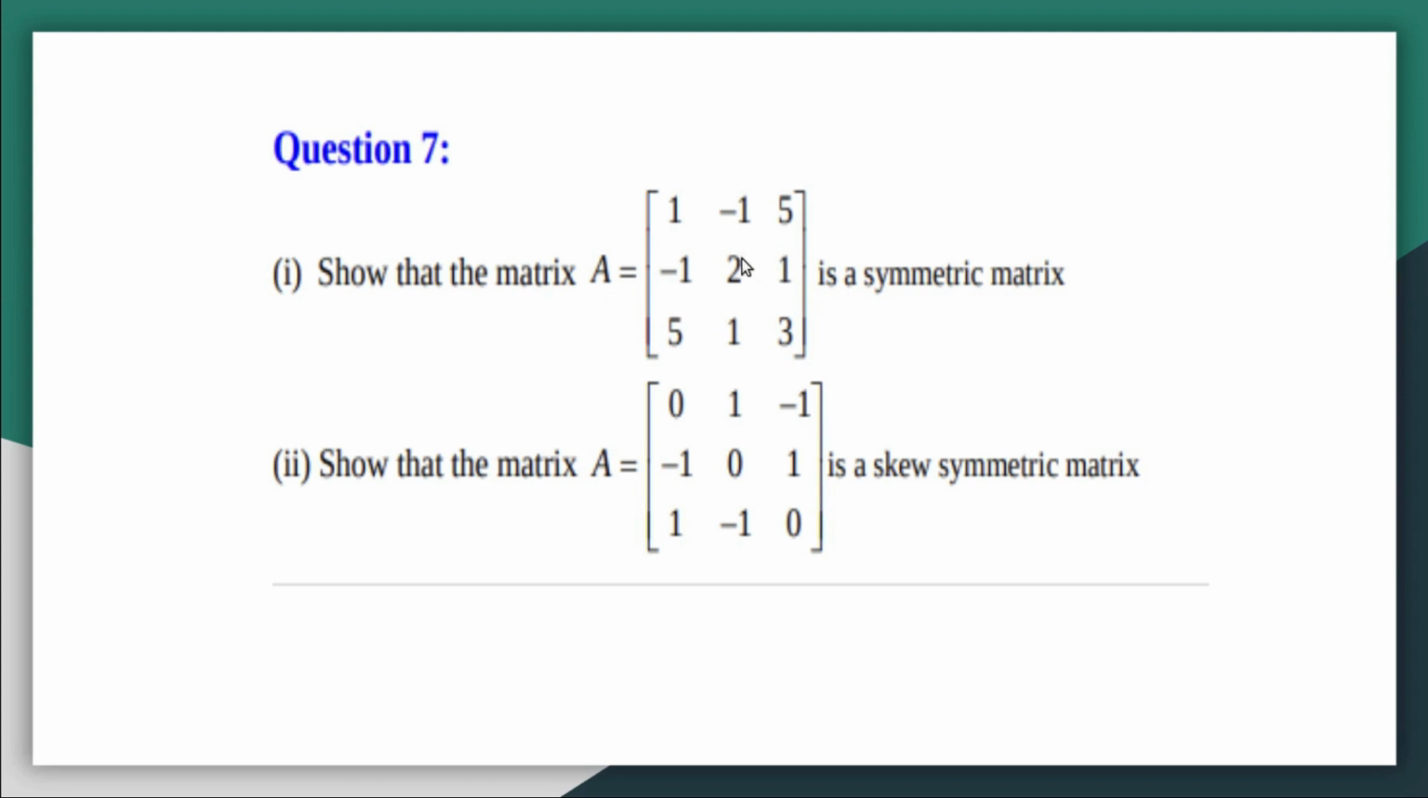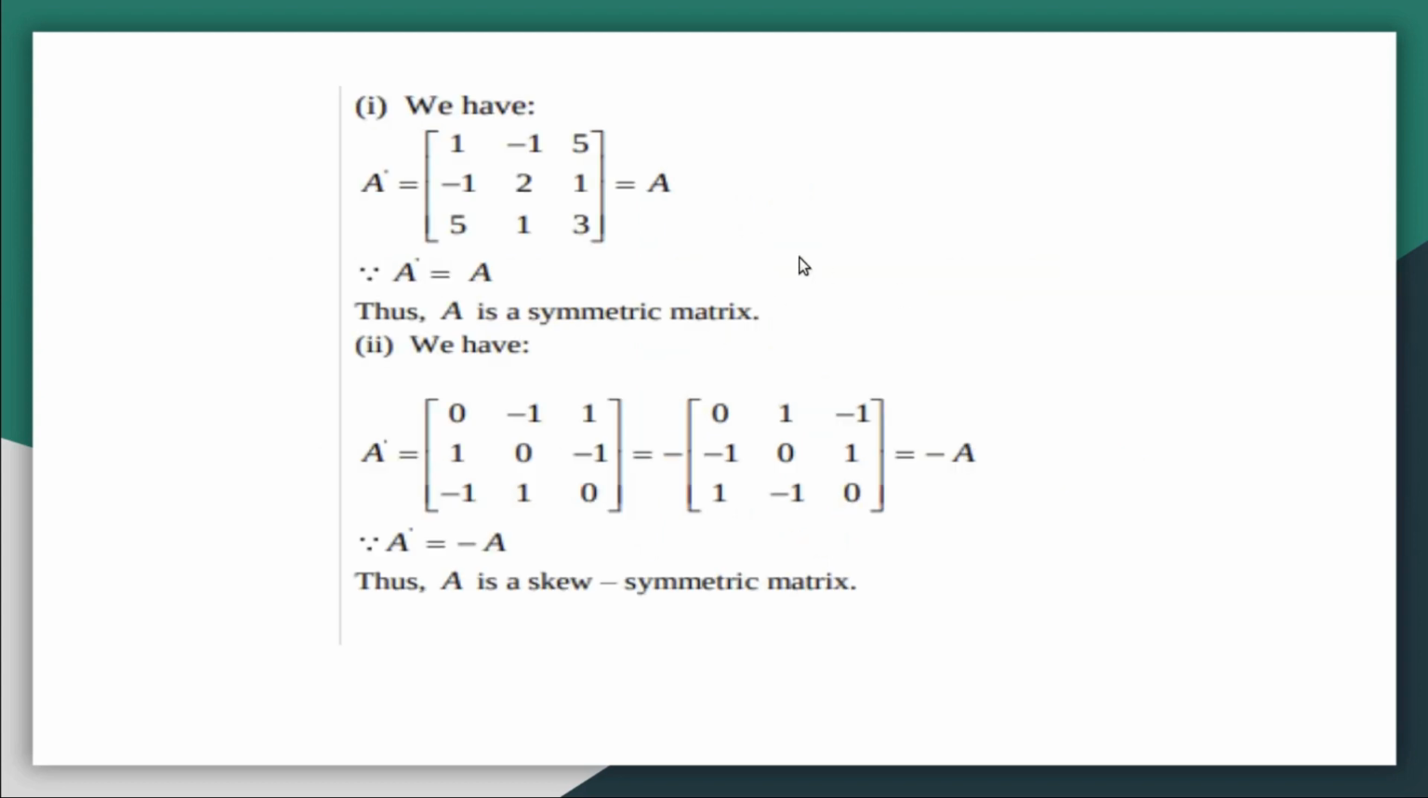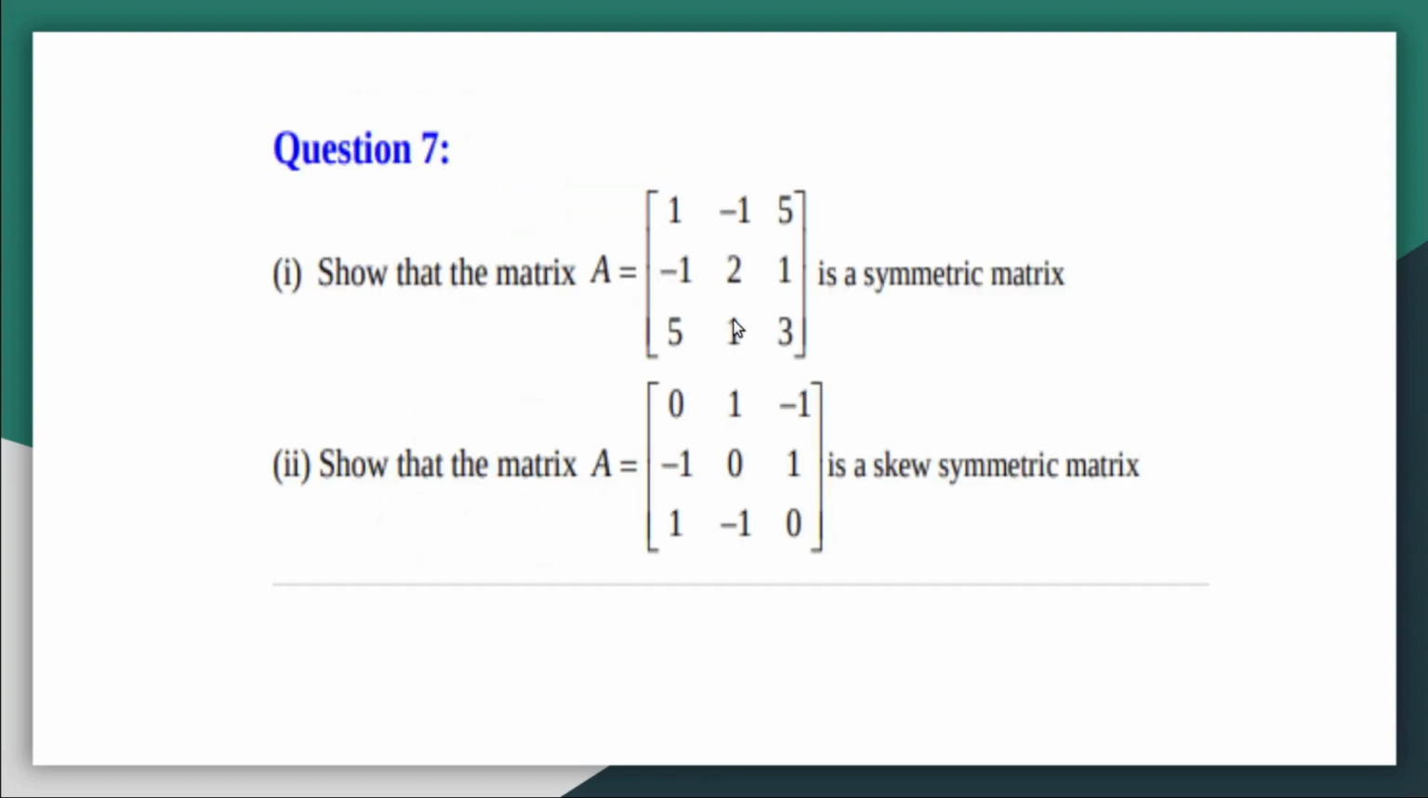Now first one, we have to show A is a symmetric matrix. So find A transpose. A transpose equals 1 minus 1 5, minus 1 2 1, 5 1 3, which is equal to A. So A transpose equals A. This is our A. Now here these are the same elements, minus 1 and minus 1. A12 equals A21, A13 equals A31, A23 equals A32, 1 and 1. So this is a symmetric matrix. Or we have to find A transpose, then show that A transpose equals A. When A transpose equals A, then A is a symmetric matrix.